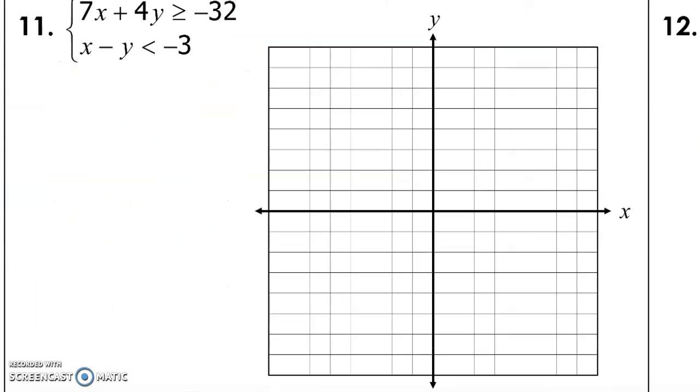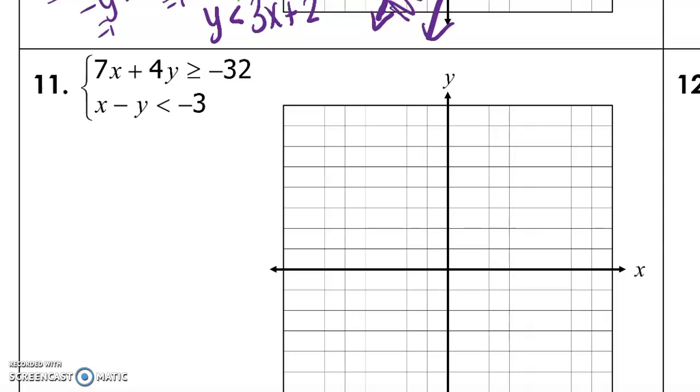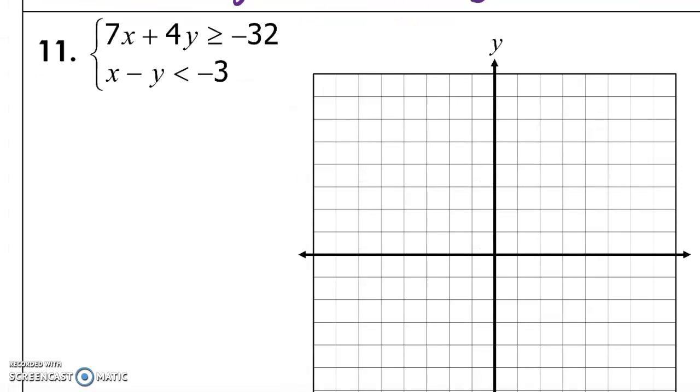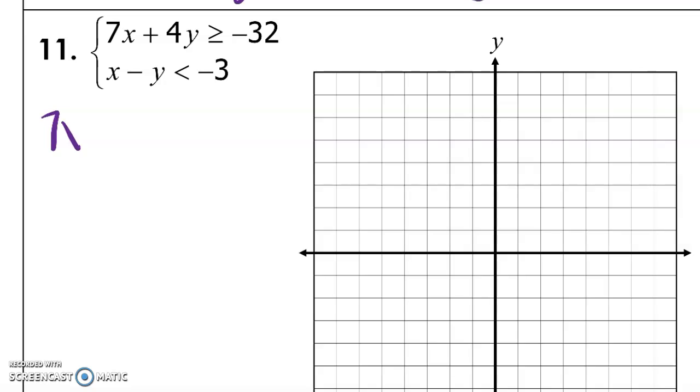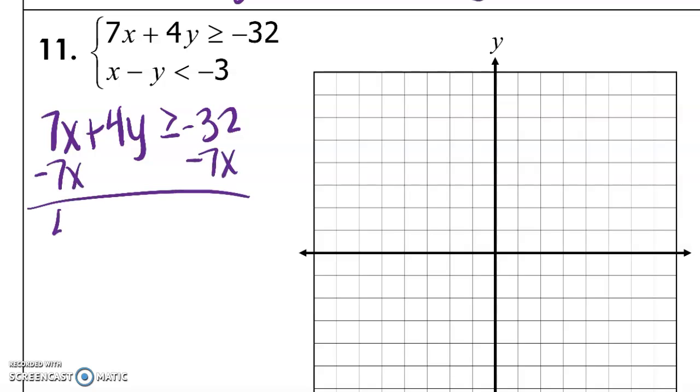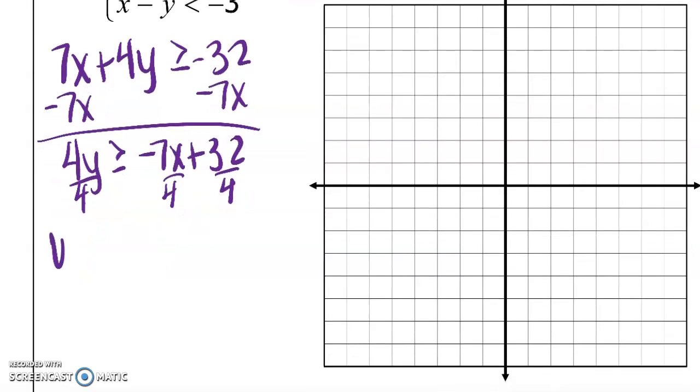And number 11, we're not going to do the application one, the story problem, because we have a whole set of notes with story problems, so we're not going to worry about that one. Number 11, we have to solve both of them. Again, so the top one I'll rewrite. Subtract 7x. 4y is greater than or equal to negative 7x plus 32. Divide by 4. Y is greater than or equal to negative 7/4 x plus 8.